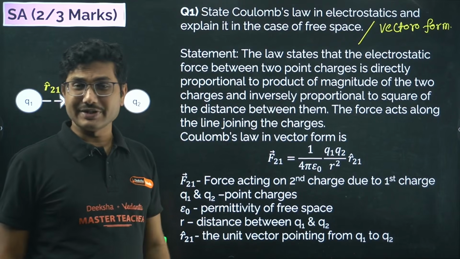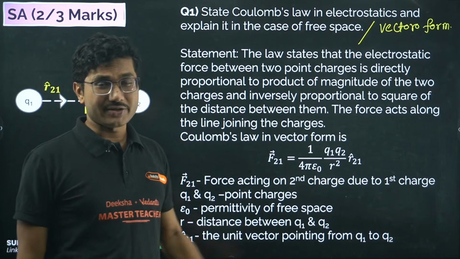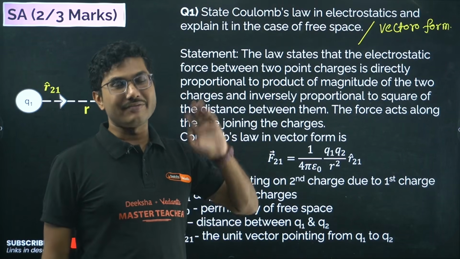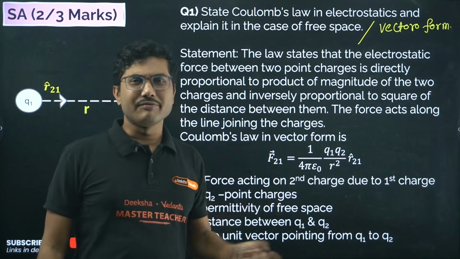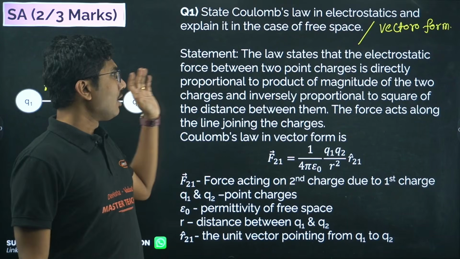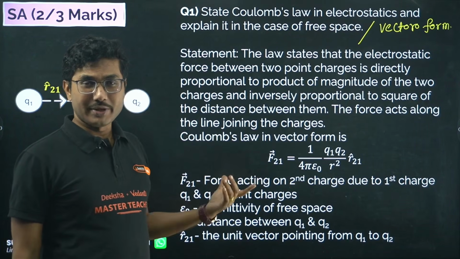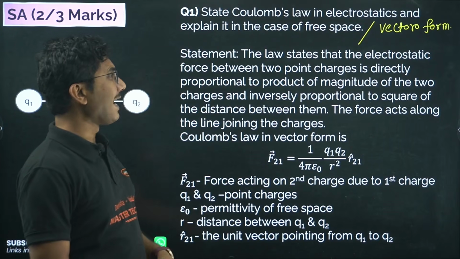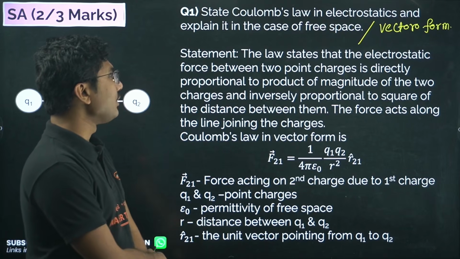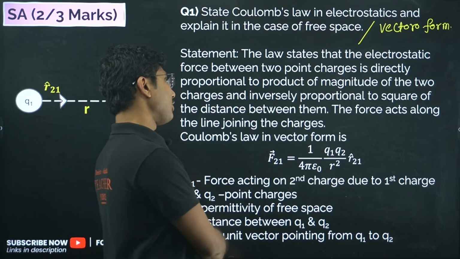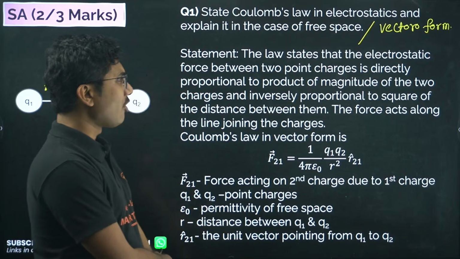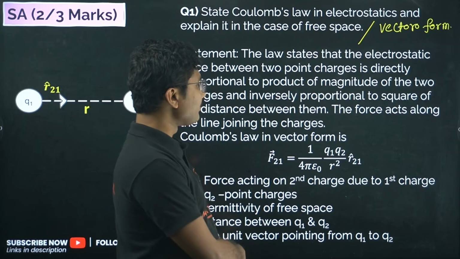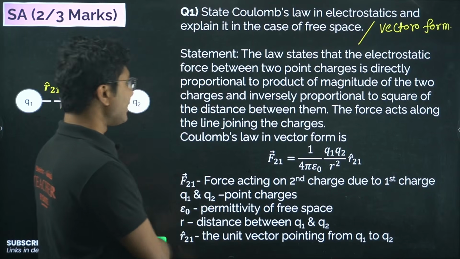And if the question came last year, you might think that this question came last year, so it will not come this year. No, for Coulomb's law that is not the case. It can come even if it came last year, because it is coming every year. Either there will be an MCQ, or a 2-marker, or a 3-marker from this chapter. The law states that the electrostatic force between 2 point charges is directly proportional to the product of the magnitudes of the 2 charges and inversely proportional to the square of the distance between them. The force acts along the line joining the charges.